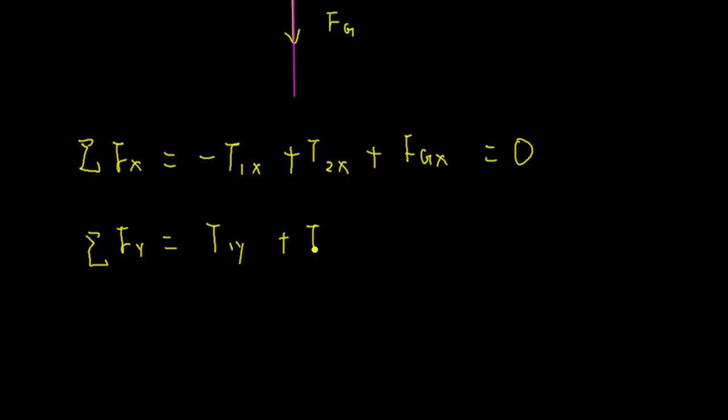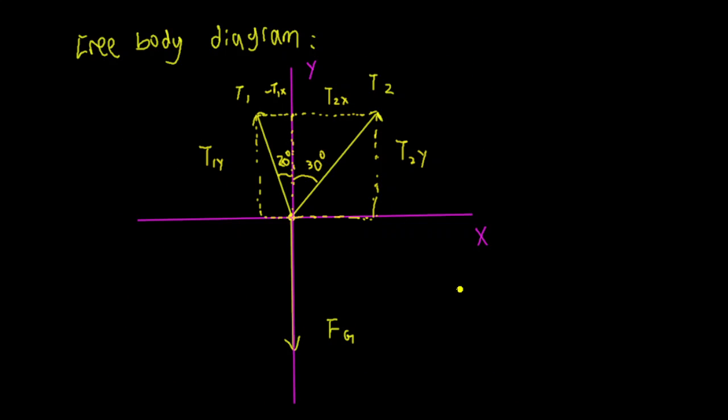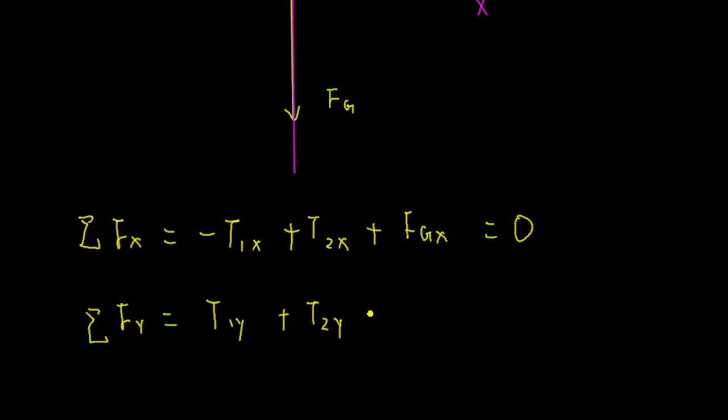T1y plus T2y, right? So it accounts for these two forces. How about this gravity? Yes, the gravity is in the y-axis, right? So we have to add the y direction of the gravity force, and that's supposed to sum to 0. Okay, now we have written down the general equation of all the forces for each component, the x and y component.